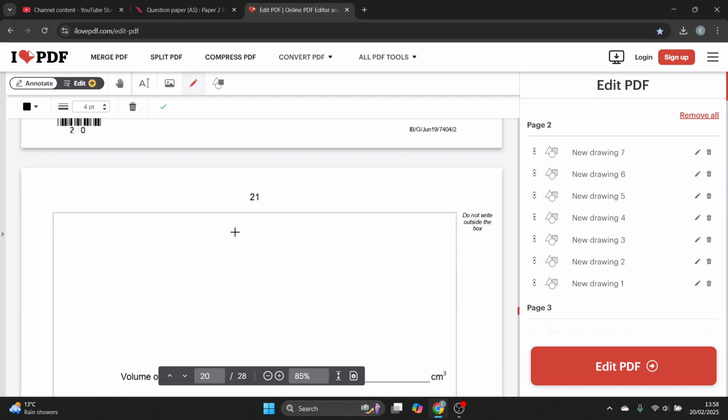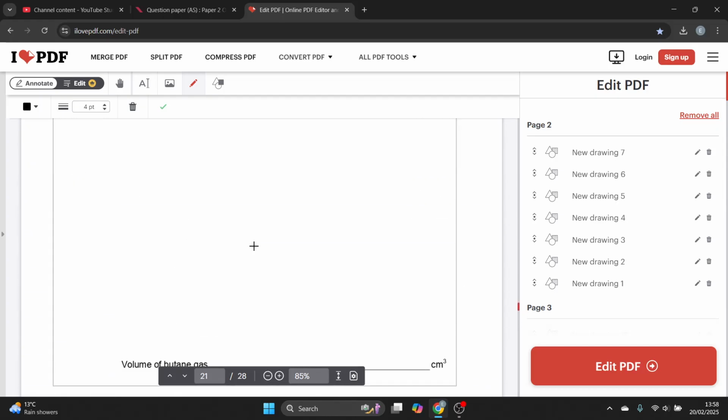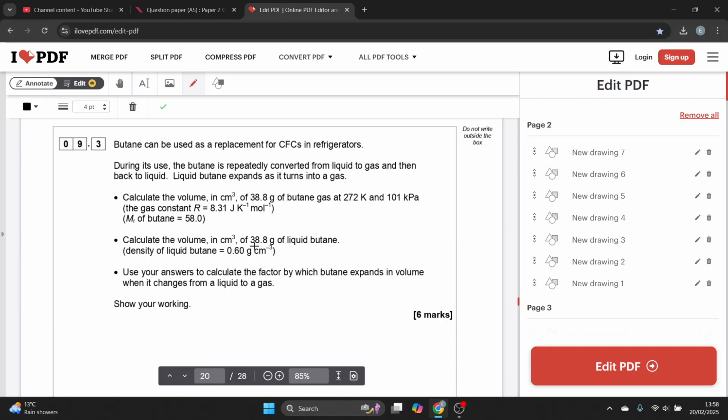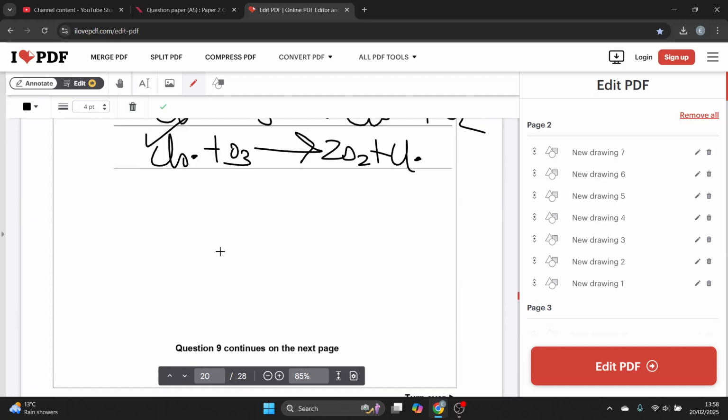And then question 9.3, the final question, 6 marks. It says butane can be used as a replacement for CFCs in refrigerators. During its use, butane is repeatedly converted from liquid to gas and then back to liquid. Liquid butane expands as it turns into a gas. Calculate the volume in centimeters cubed of this butane gas.